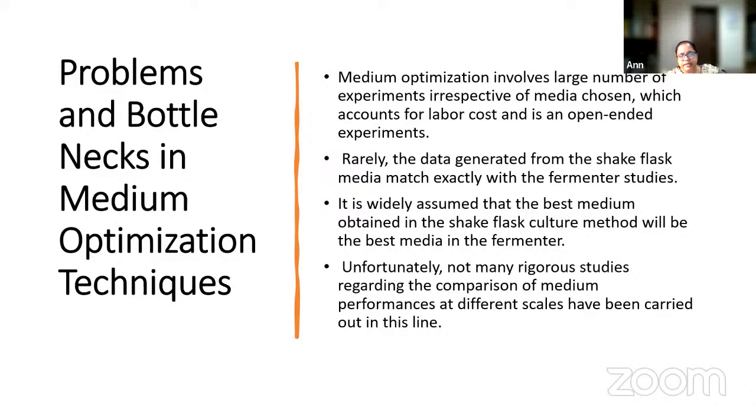The other aspect is that many times the shake flask data and the fermentation data do not match with each other. What you get best on a particular medium in the shake flask may not work in the fermentation. It is widely assumed, as per standard practice, that whatever comes out best in the shake flask will also work in the fermenter. But this is not the case, because aeration, the reducing potential in multiple cases, and the mass transfer of the substrate to the organism, all these parameters would be very different in the fermenter. And therefore, rigorous studies need to be done at the fermentation stage.